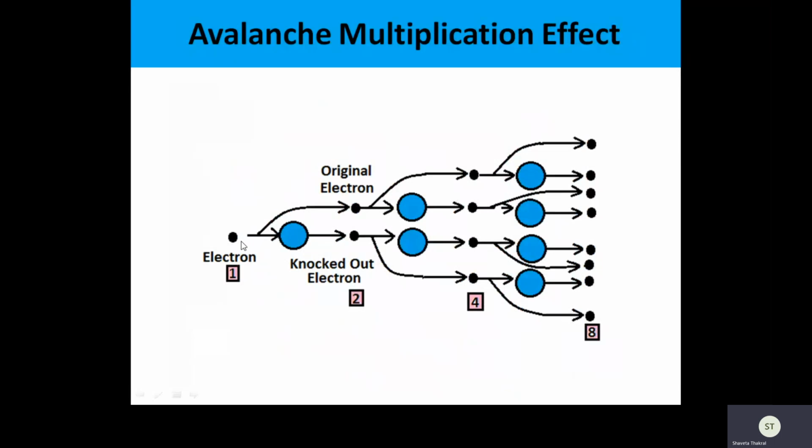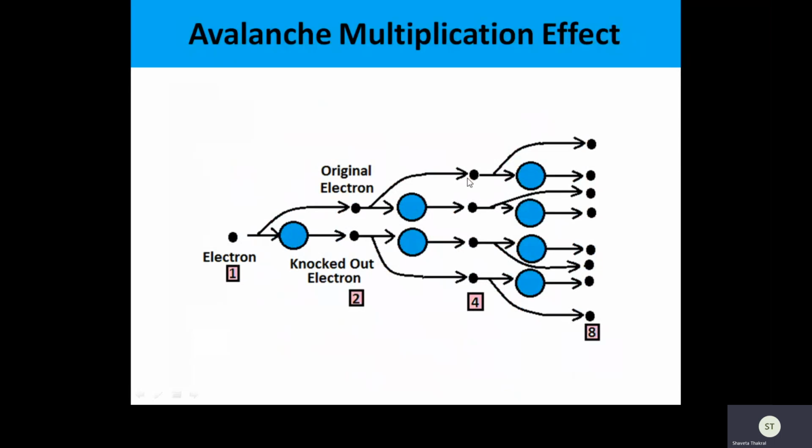So originally we have one escalated electron. Now after the knocking out of an electron from this atom, we have two electrons. One is called the original electron and the other is called the knocked out electron. After the knocking process, now we have two electrons. So these two electrons will strike further with two atoms, and they will produce four electrons. How? Because here one original and one knocked out, and here one original and one knocked out. So now in total we have four electrons.